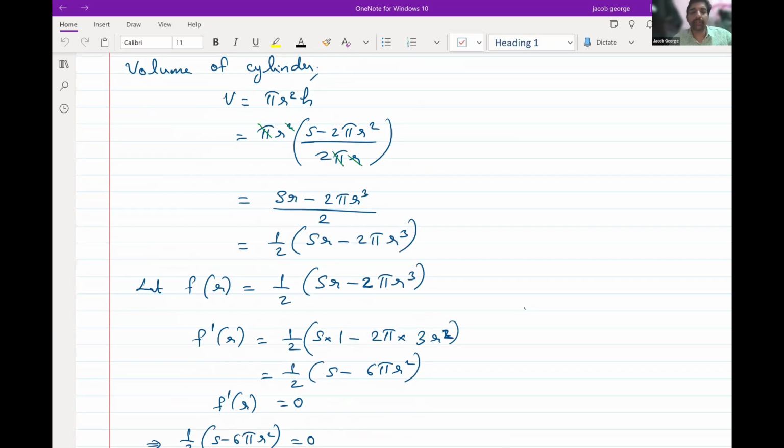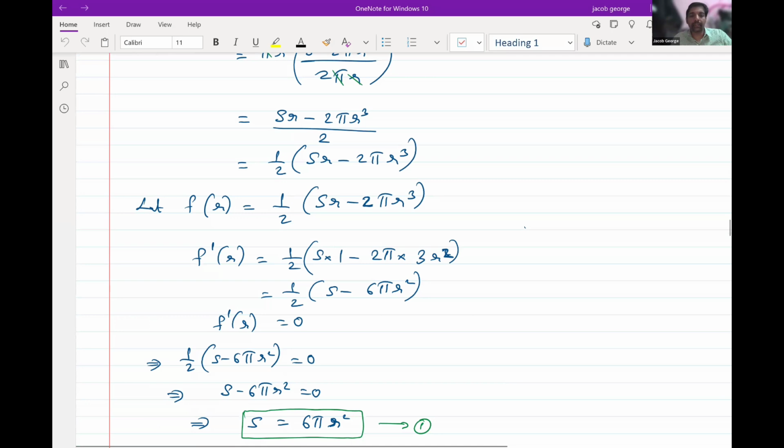First derivative f dash r is half into s into 1 minus 2 pi into 3 r square. So that is half into s minus 6 pi r square. This is our f dash r. Here do remember s is a constant, r is a variable. Then we equate it to 0 and find out the critical point r.